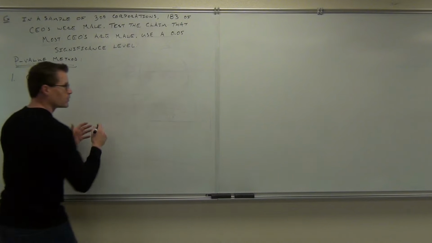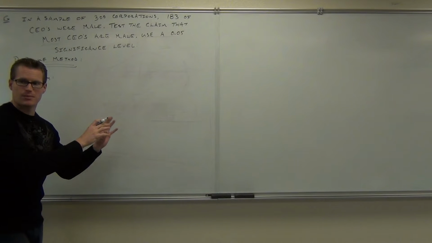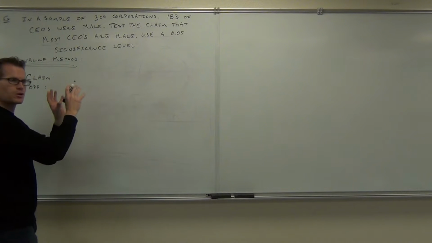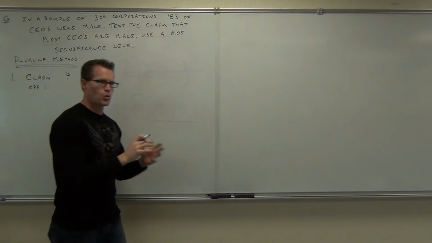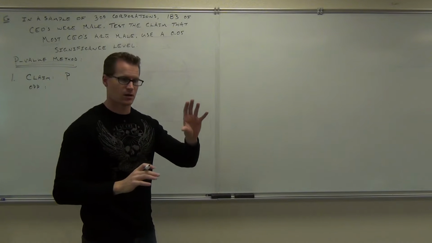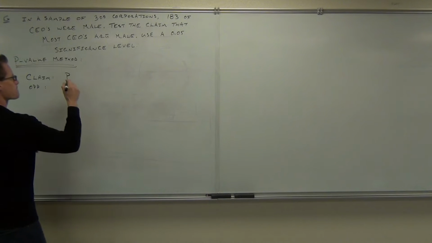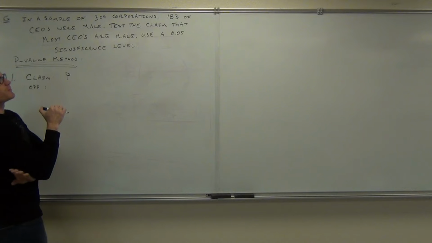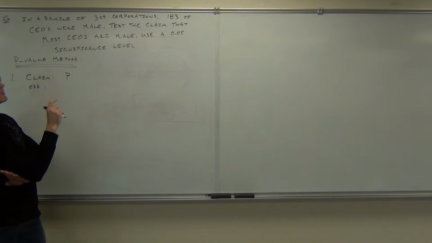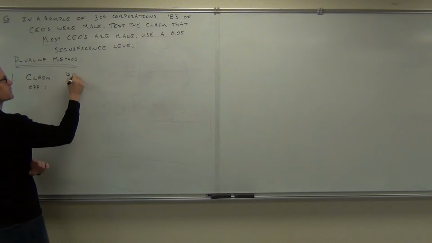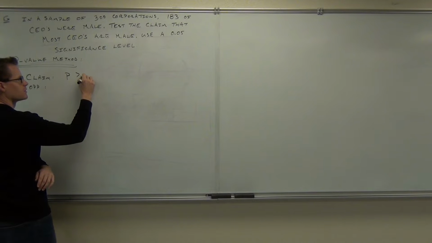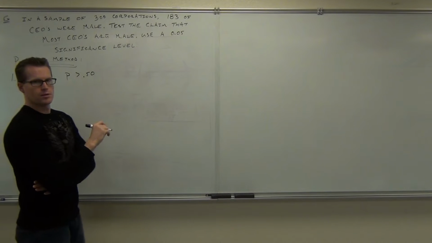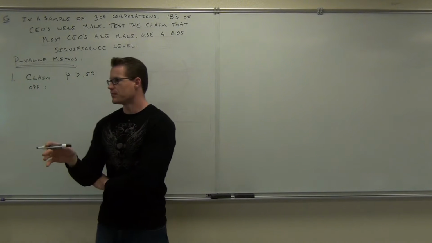Very good. P hat would be for sample, right? We're going to have a p hat, but that's based on our sample information. The claim will always have to do with a population parameter, either proportion or mean, p or mu. So p. How do you signify that most CEOs are male, or that the proportion is greater than, not equal to, right? Most would be more than. How much? Perfect. Perfect. That's the claim.